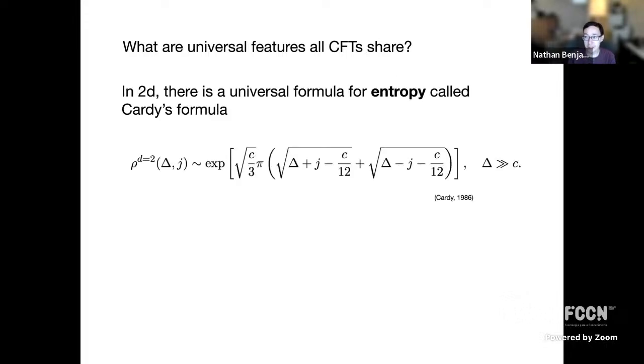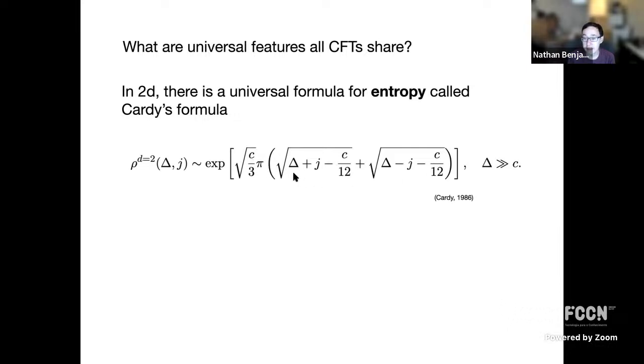Now, in two dimensions, there's a very canonical and beautiful answer, which we learned from Cardy in the 80s: the entropy of a CFT is completely universal at very high energies, or very high scaling dimensions. In particular, from modular invariance of the torus partition function, Cardy showed that the entropy, or the density of states, of a CFT with scaling dimension delta and spin j has a universal form where there's one arbitrary parameter, the central charge c.